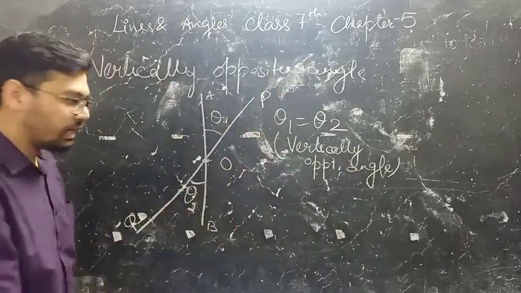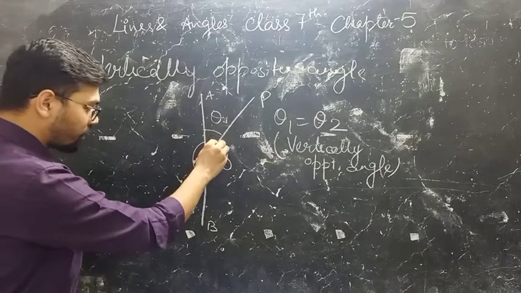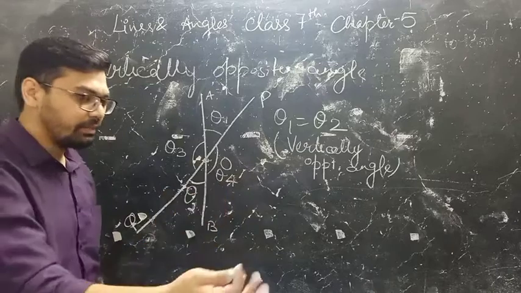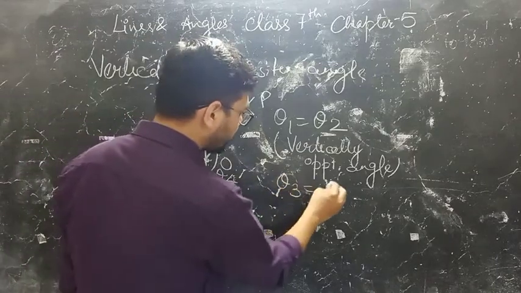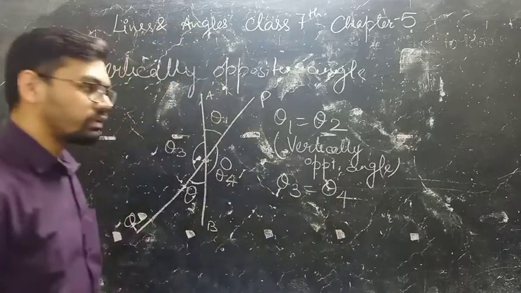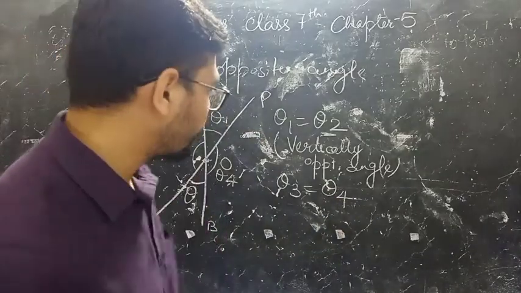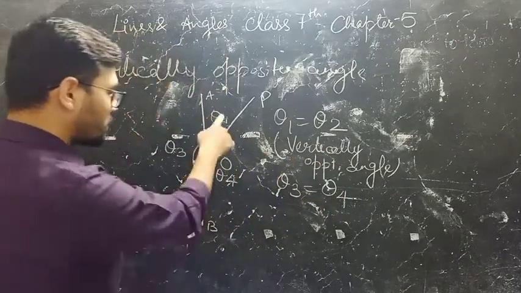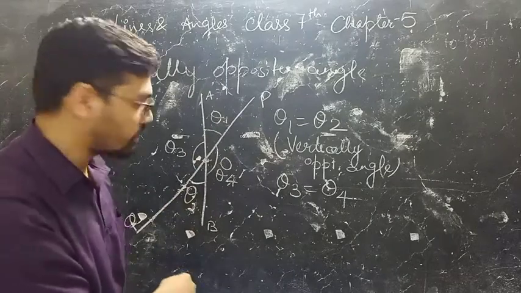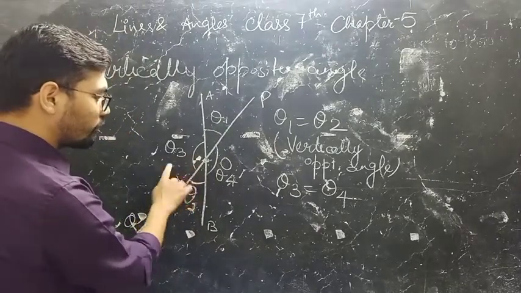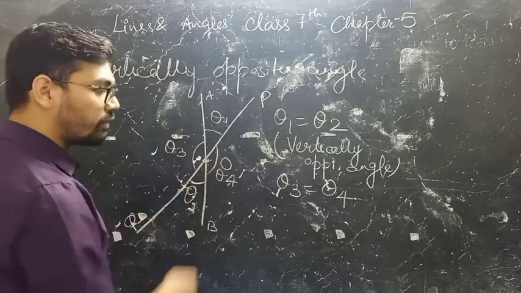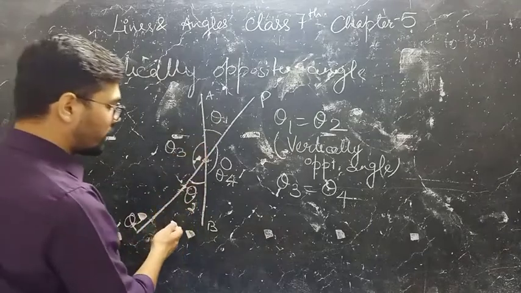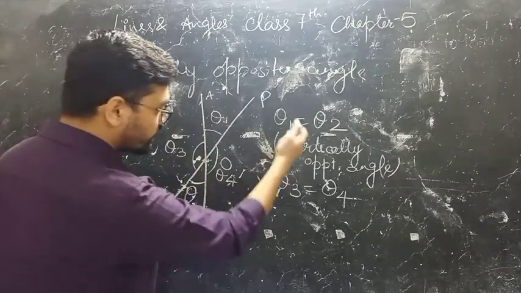Similarly, if a student asks, so what about these angles? Let's say this is theta 3 and this is theta 4. The answer is same. Theta 3 is equal to theta 4. The reason is vertically opposite angles. So theta 1 is equal to theta 2 because these are opposite to each other and vertical also. Similarly, theta 3 is equal to theta 4 for the same reason.